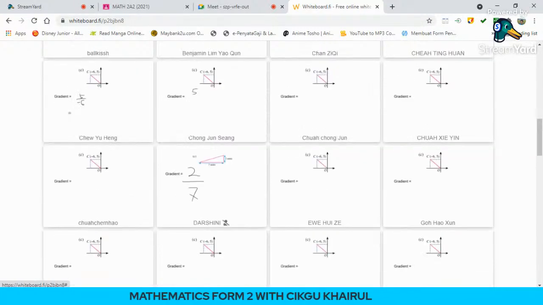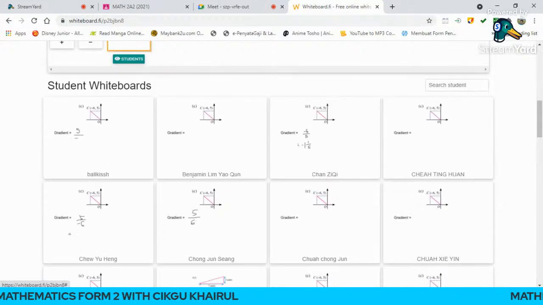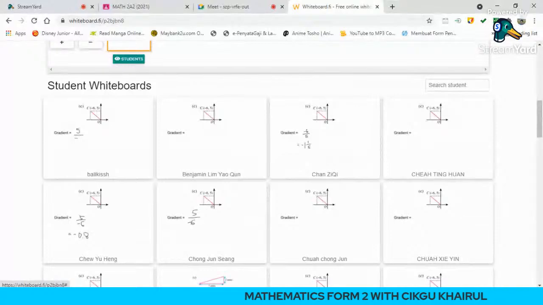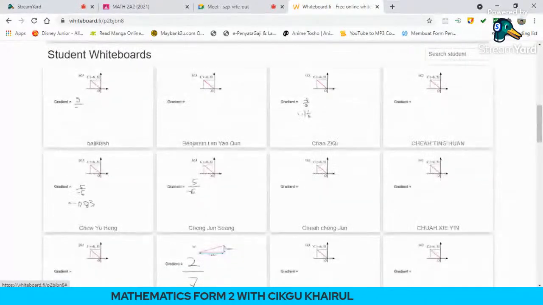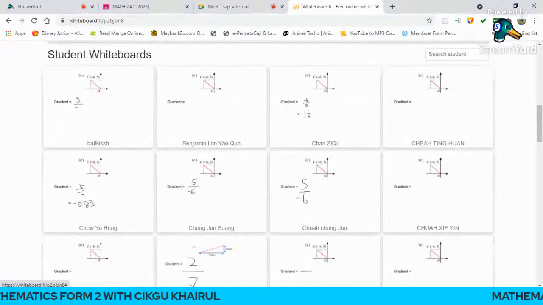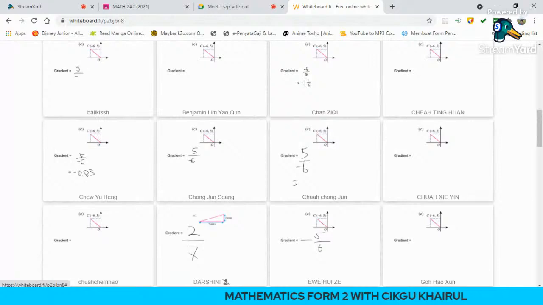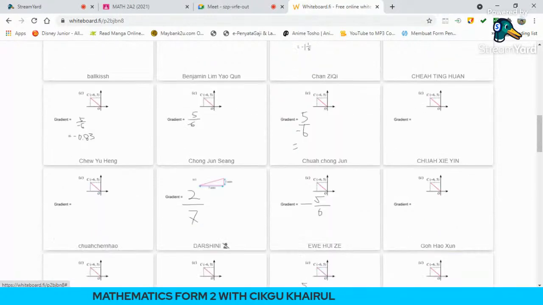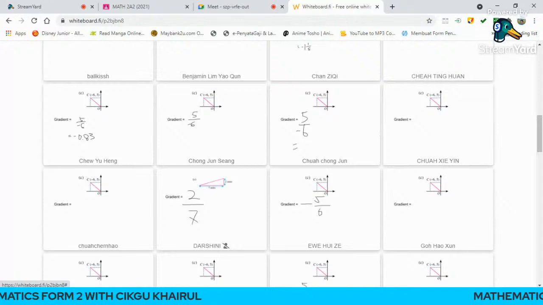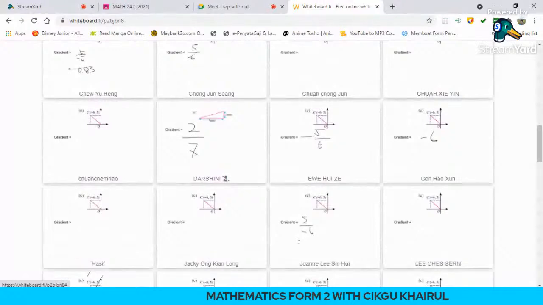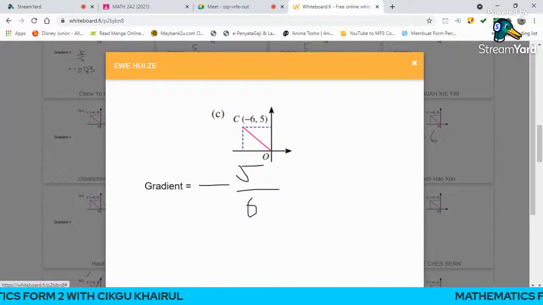Question C, try write the answer. Okay, I see Chanziki's answer already. Negative 6 over 5. Bakish writes 5 over negative 6. Chong Jun Xian, 5 negative 6. Okay, Chu Yu Heng writes in decimal, negative 0.83. Okay, Yu, this is correct, and the answer is negative 5 over 6. Very good.